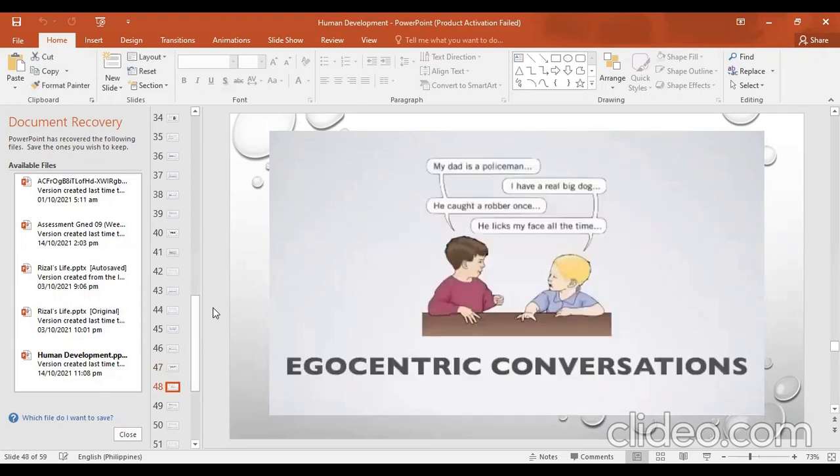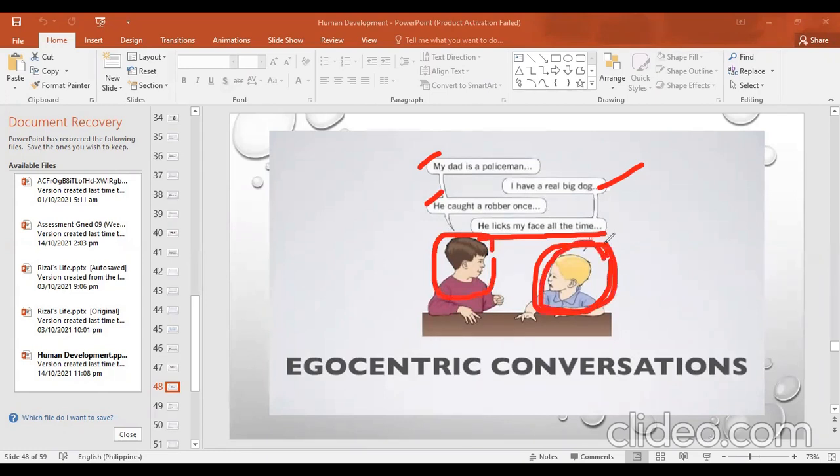Oh, okay. Egocentric conversations. Look, so my dad is a policeman. He caught a robber once. Sabi naman nung bata, I have a real big dog. He licked my face all the time. So, kung mapapansin natin, yung conversation nila ay it's not about kung ano yung sinabi ni Big Boy, no? Mas pinaniwalaan niya kung ano yung perspective niya, kung ano yung nasa isip niya.